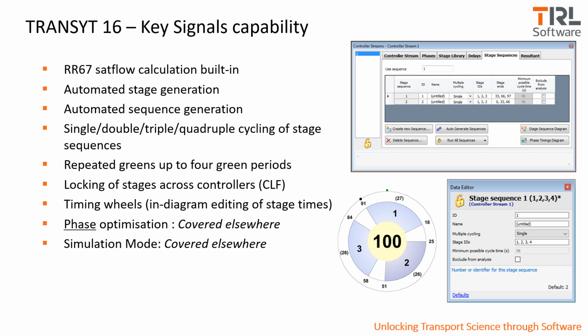You can also lock stages on one controller to another one to mimic a CLF situation. And then you've got various user interface improvements like timing wheels, which is an in-diagram method of editing the stage timings. An example shown there as a sort of pizza-shaped wheel with the cycle time in the middle and the stages around that, showing stage 1, 2 and 3 there. Then finally you've got phase optimization and simulation mode, and they're covered on later slides, so I'll leave it till then.